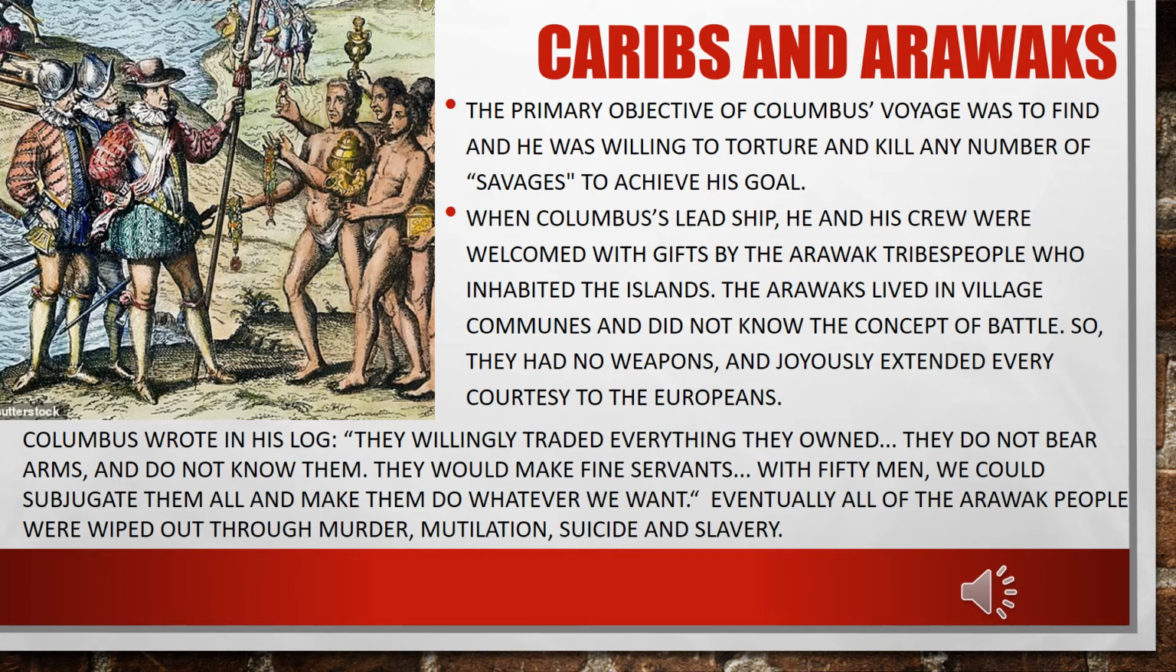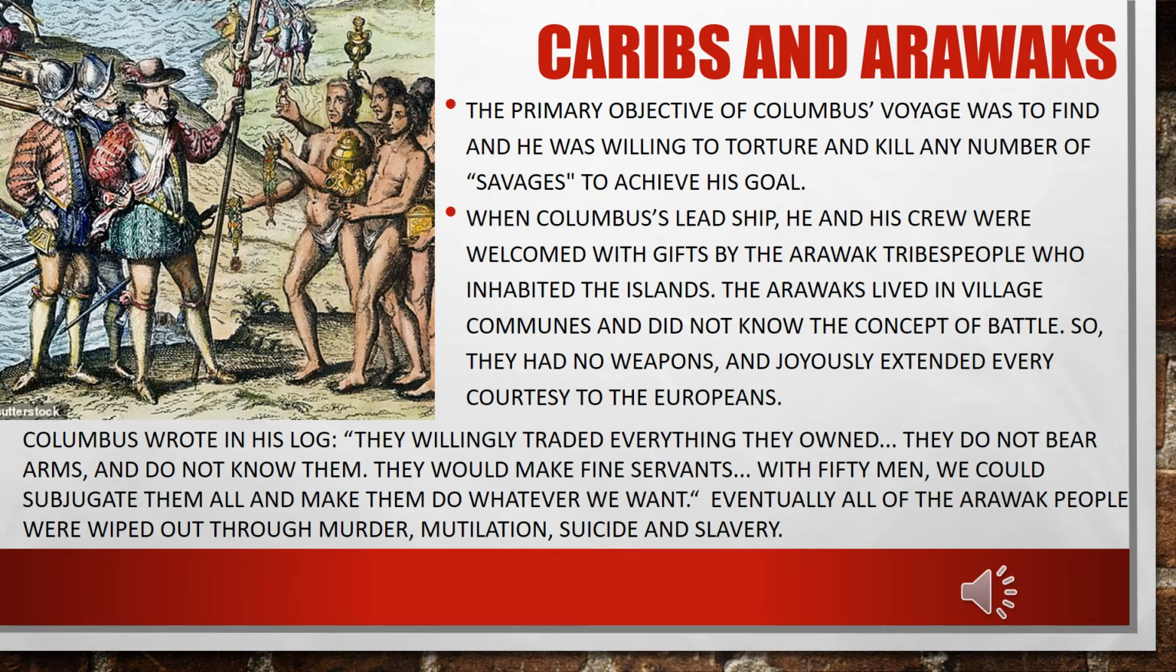Now, the whole point of Columbus's voyage was to find treasure, and he was willing to torture and kill any number of savages, what he called savages, to achieve his goal. And in his log he wrote that they are willing to trade everything they own. They don't bear arms. They would make fine servants. With 50 men we could subjugate them all and make them do whatever we want.